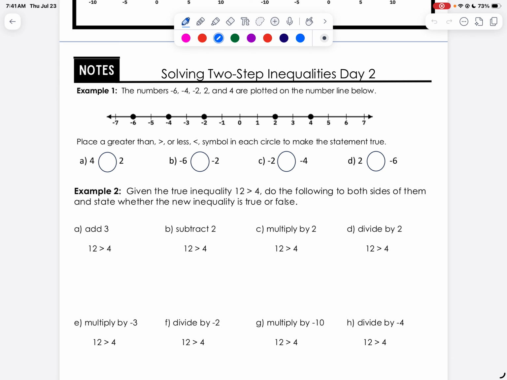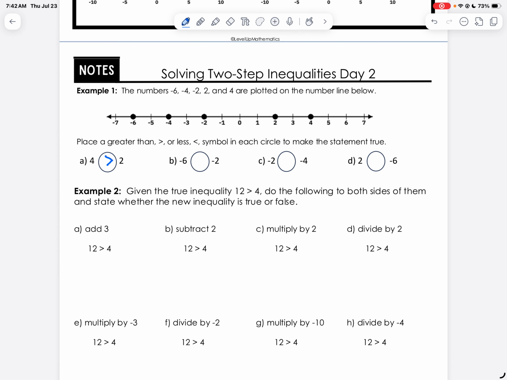symbols. So in example 1, it says -6, -4, -2, 2, and 4 are plotted on the number line below. Place a greater than or less than symbol in each circle to make the statement true. So in problem A, we're comparing 4 to 2. So if you notice, 4 is to the right of 2. So we know 4 is greater than 2.